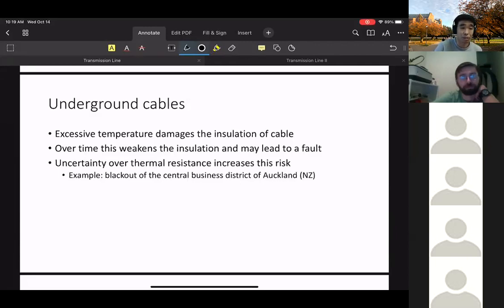You'll see more and more outages like this. So if you want a startup idea, if somehow you can detect this problem early, that's a very good thing for the field.